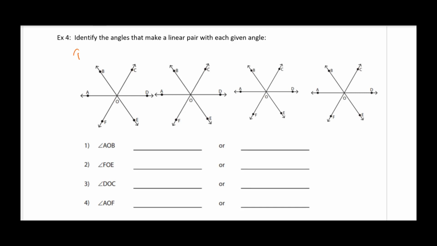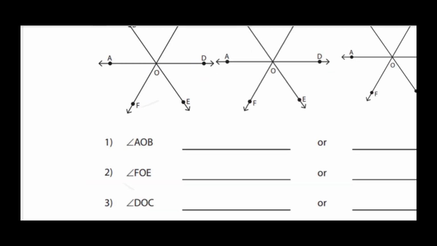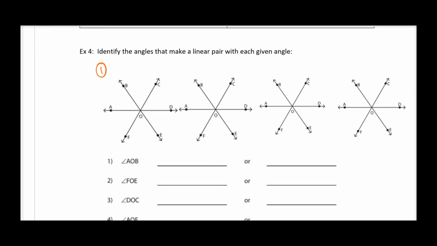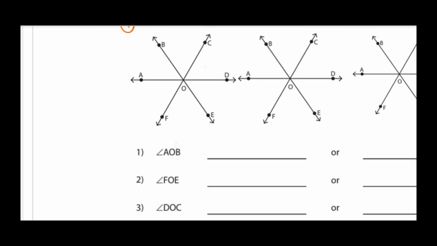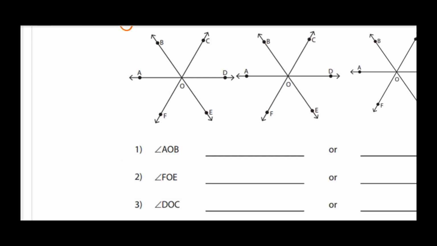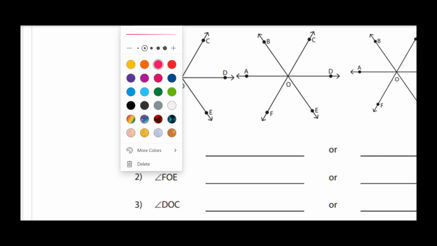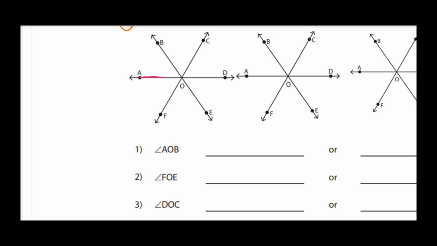I'm going to do this one here. This is going to be number 1. In this spot, what we've got to do is identify angles that make a linear pair. Let's review those. A linear pair means two angles that are next to each other in a line, two angles that are adjacent and make a line. In the first one, I'm taking a look at angle AOB. I want to highlight where that spot is, or maybe you just note it. Angle AOB is right here and right here.